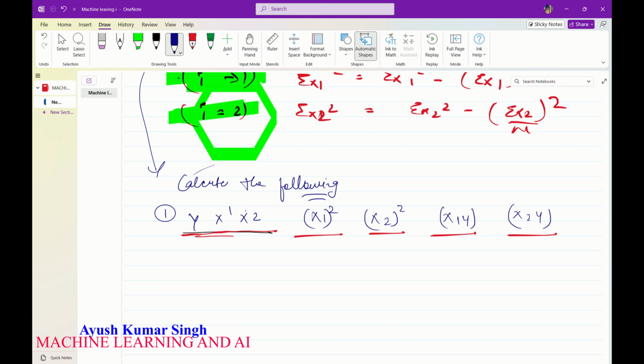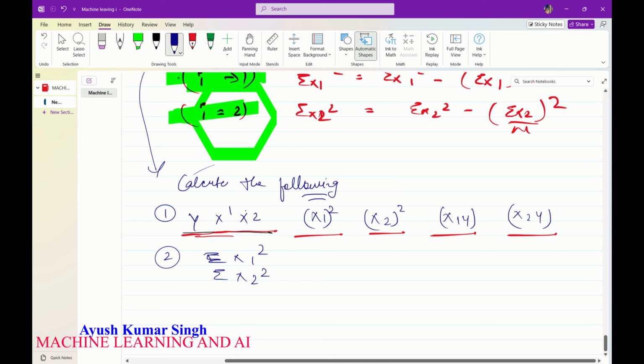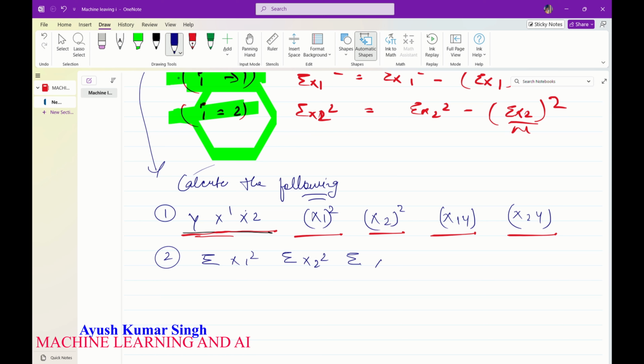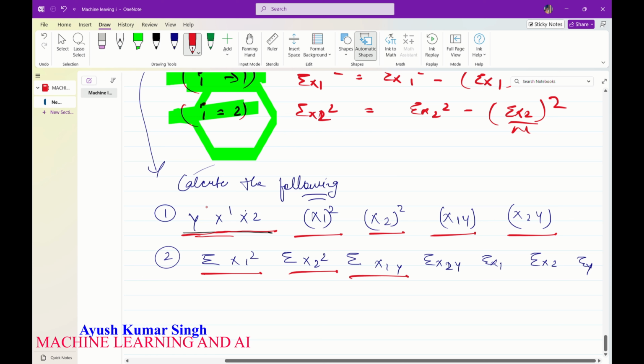After that, we'll move forward and calculate the sum of x1 whole square, sum of x2 whole square. I should write it in table format. So it will be sum of x1 whole square, sum of x2 whole square, then sum of x1y, sum of x2y, then we have sum of x1, sum of x2, and then we have sum of y. Fine.